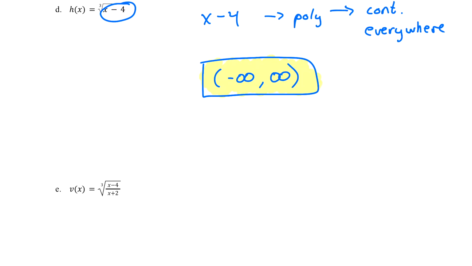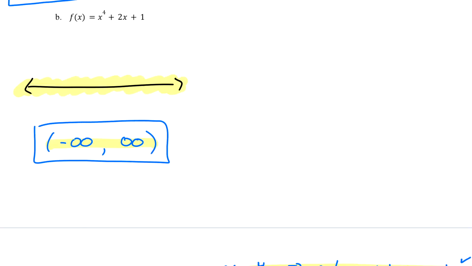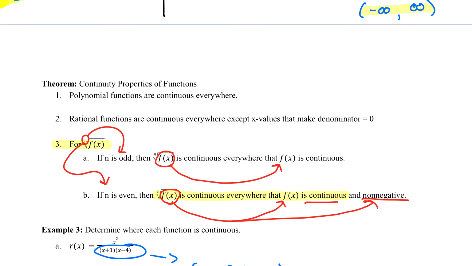In the case that we don't have a polynomial on the inside of an odd root, so if I look at this last part here, v of x, it says we have the cubed root of x minus 4 over x plus 2. In this case, that inside function is a rational function. And if we need to, we can scroll back and look at our notes. We can look at those continuity properties that we talked about earlier. We said, let me highlight it in a different color here. How about I highlight it in blue here? Rational functions are continuous everywhere except for x values that make the denominator equal to 0.